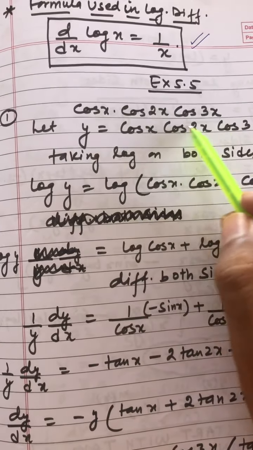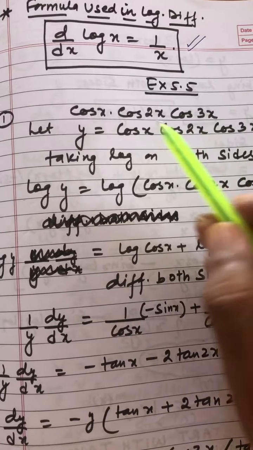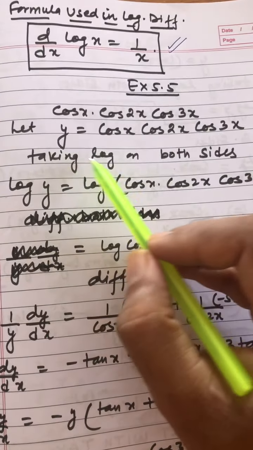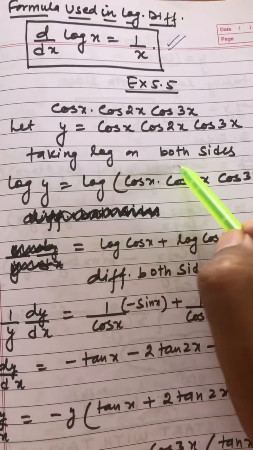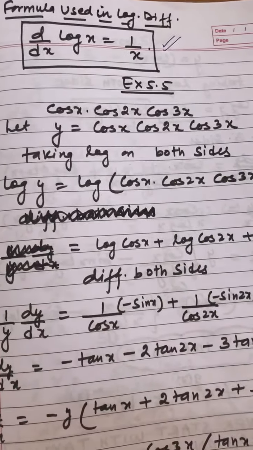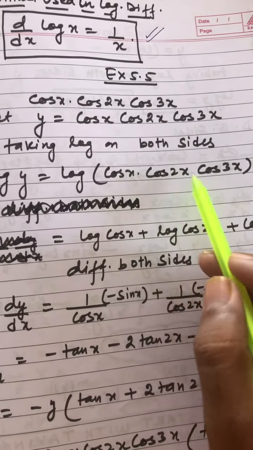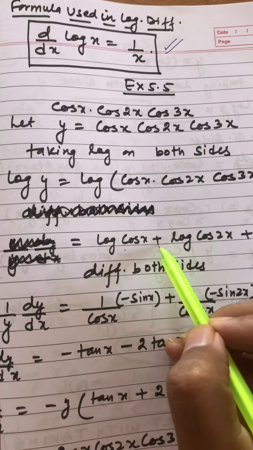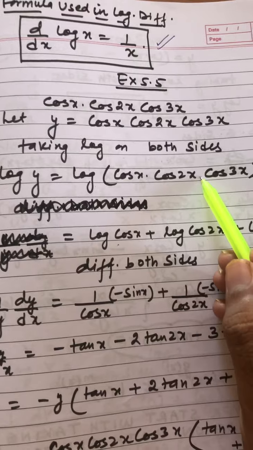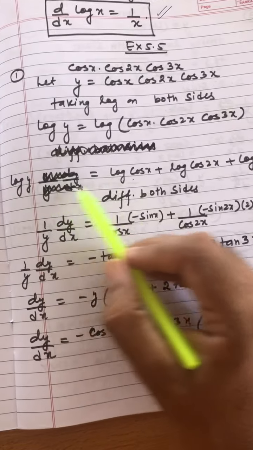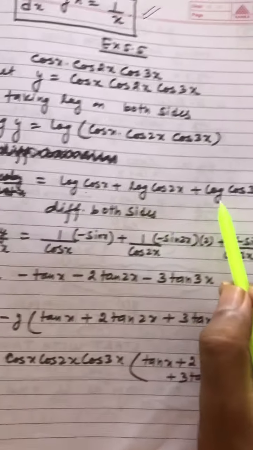To differentiate this type of function, the first step we follow is to assume this function as y in all the cases. Now we have three functions in product, so we'll take log on both sides. It will become log y, and in the bracket you write this term. Now you know the property: these three terms are in multiplication, so we get a plus sign. Log cos x plus log cos 2x plus log cos 3x. So we get log y equal to log cos x plus log cos 2x plus log cos 3x.